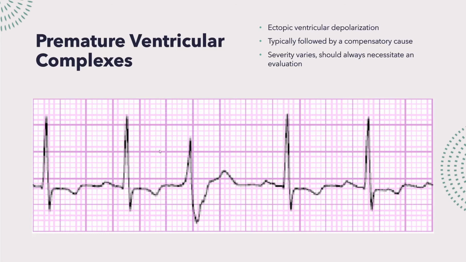So it's a kind of random extra beat, and it's followed by a compensatory pause. So we had two beats close together, so there's an elongation here. The severity varies, but if you're seeing PVCs, it should be assessed.